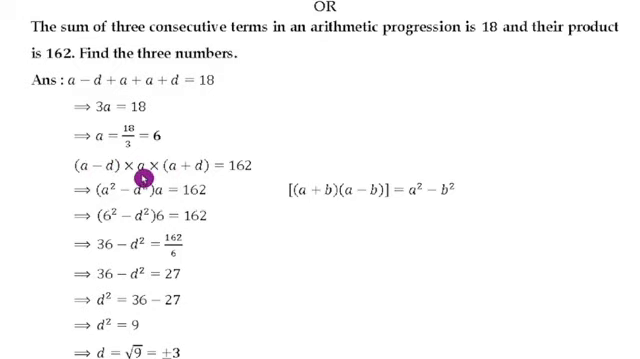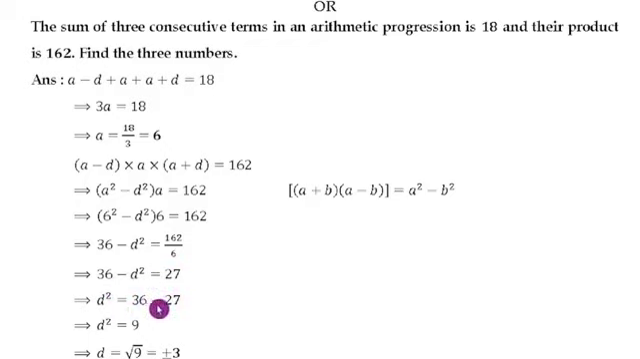So A minus D into A plus D into A is equal to 162. So therefore these two will become in the form of A square minus D square. So A square minus D square into A is equal to 162. So A value we substitute 6. So after substituting, 6 square minus D square into 6 is equal to 162. So 36 minus D square is equal to 162 divided by 6. So after cancellation you are going to get 27. So 36 minus D square is equal to 27.